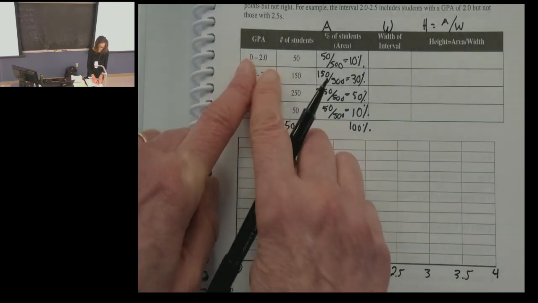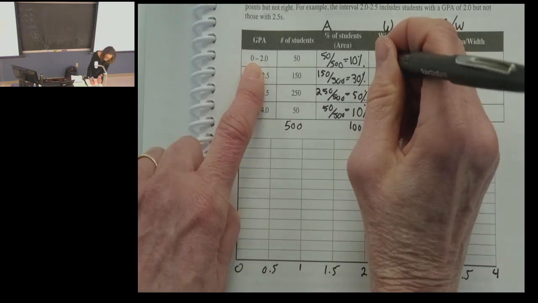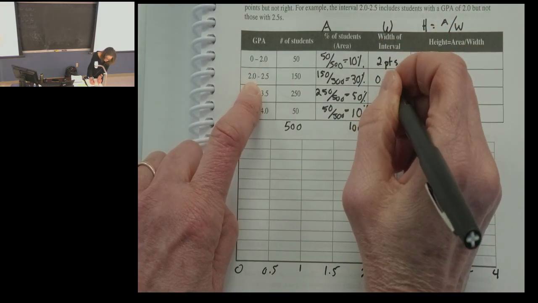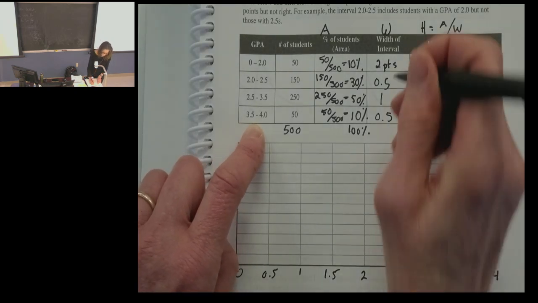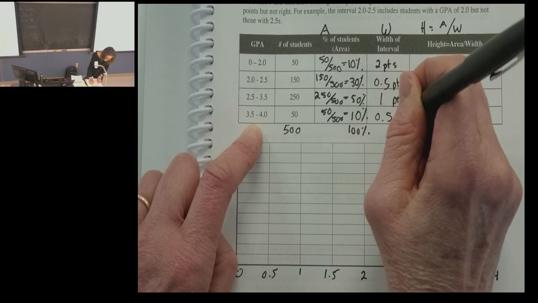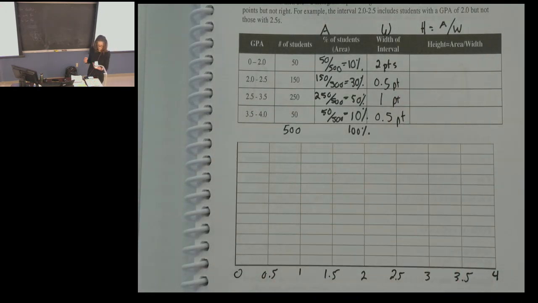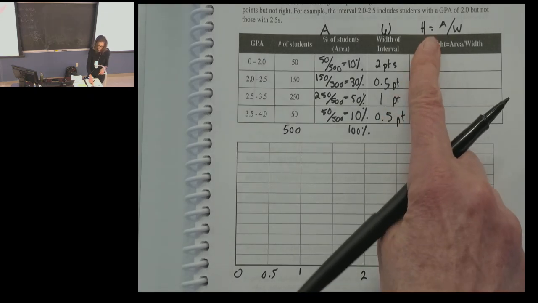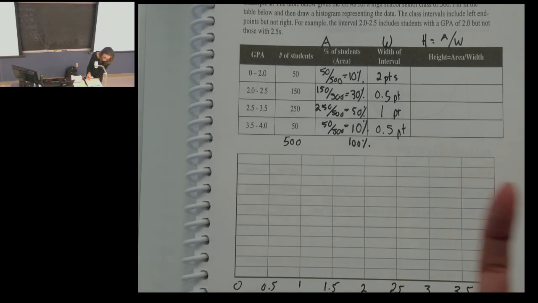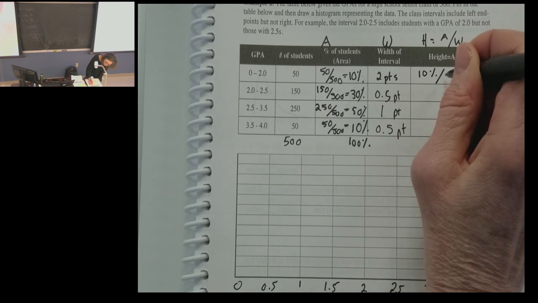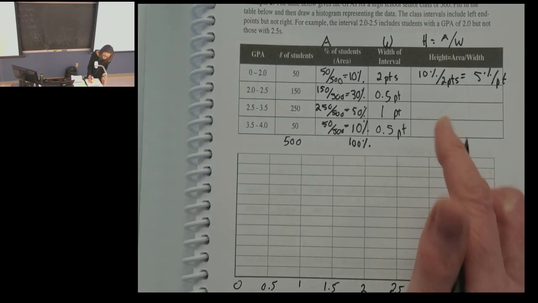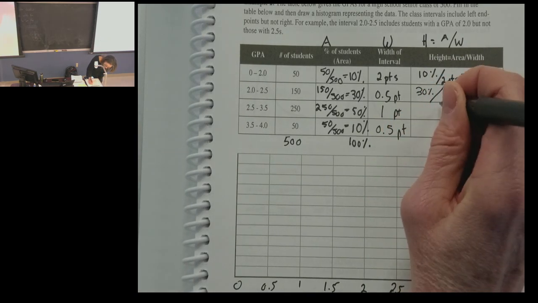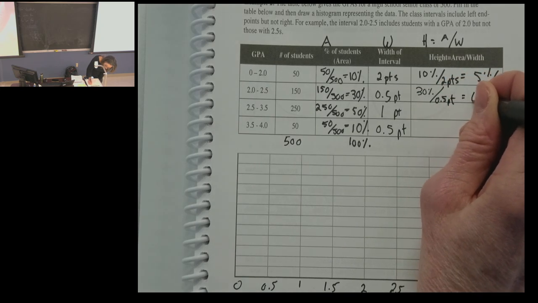Now, we know the width of the interval. How many points are there? That's 2 points, that's 0.5 points, that's 1 point, and that's 0.5 points wide. All right. To get the height: height times width is area, so height is area divided by width. All we have to do is the division. For this one, it's 10% divided by 2 points, which is 5% per point. So there's our density, percent per point. And the next one is 30% divided by 0.5 points, so that's 60% per point.